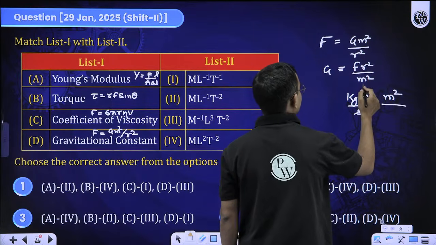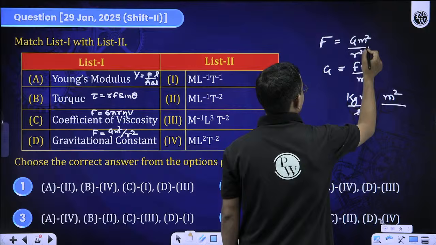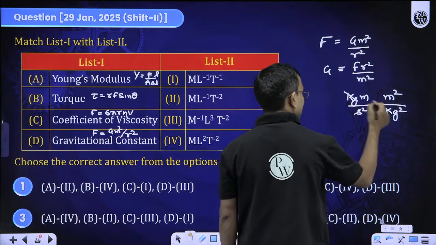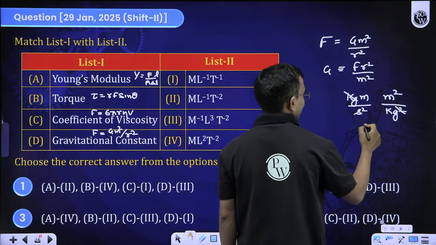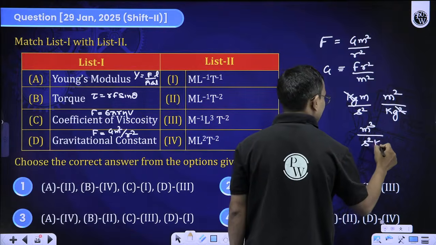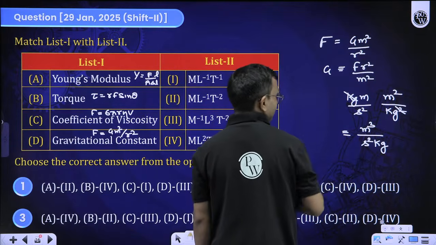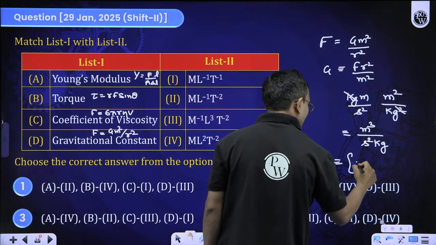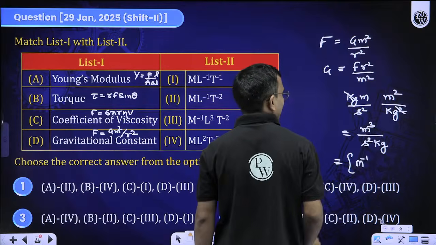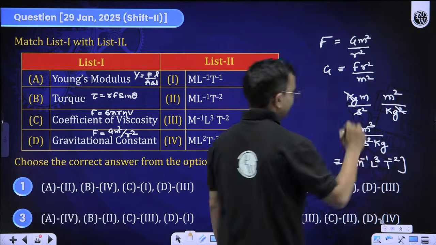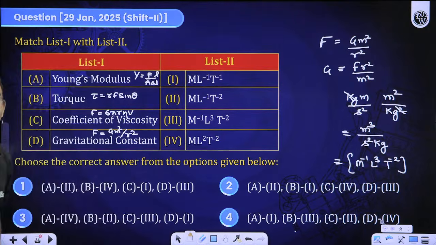Divided by this. M is not meter, this is mass. So mass square, so that is kg square. This kg, this kg is getting cancelled. It is meter cube divided by second square kg. These are the units of G which I am getting. Now write the dimensions. M to the power minus 1, L to the power 3, T to the power minus 2. These are the dimensions of gravitational constant.